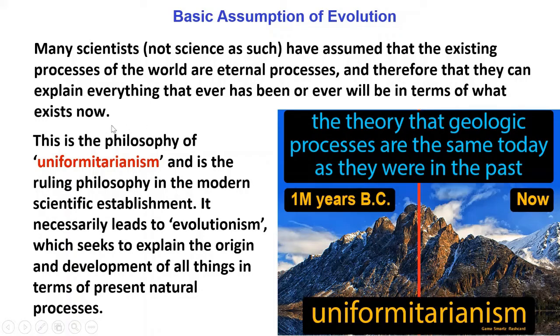In other words, this is the philosophy called uniformitarianism. Uniform means the same, and it is the ruling philosophy in the modern scientific establishment. It necessarily leads to evolutionism. By its logic, it will actually promote evolution, which seeks to explain the origin and the development of all things in terms of present natural processes.